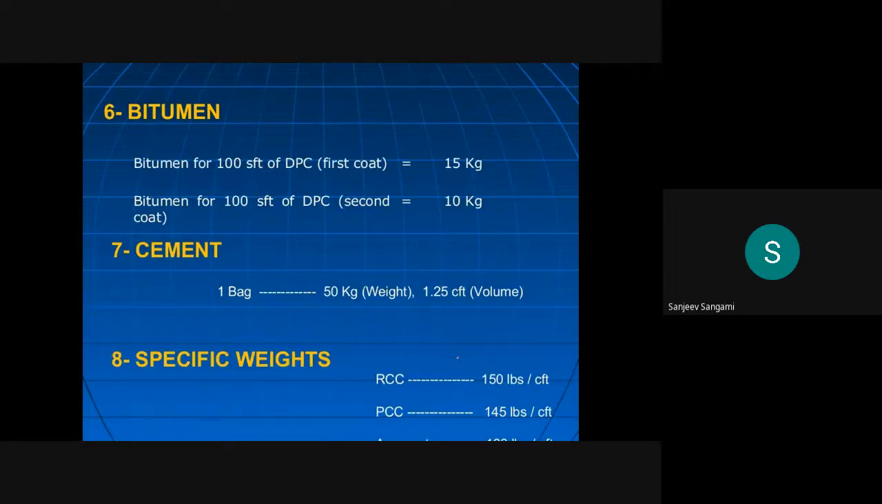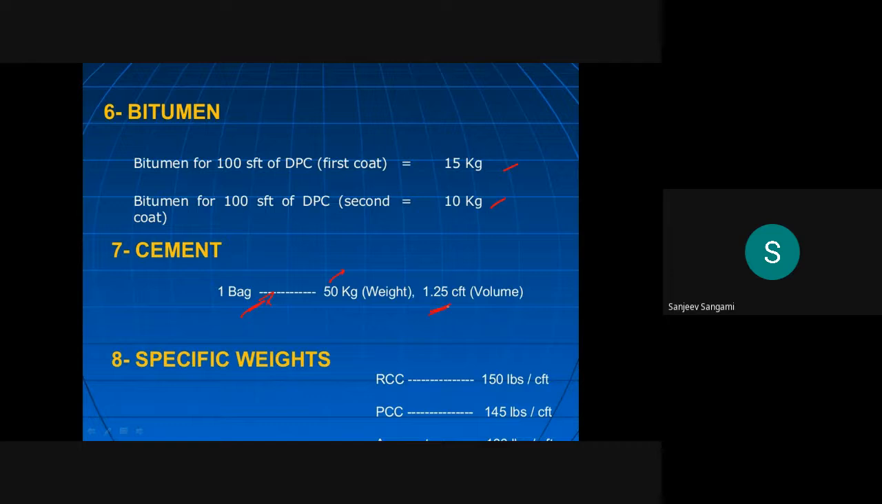Then for bitumen, for 100 square feet of damp proof course, that is DPC, first coat, normally it will weigh 15 kg. Bitumen for 100 square feet of DPC second coat requires only 10 kg of bitumen. Then for cement, normally one bag of cement, this is standard, will weigh 50 kg.